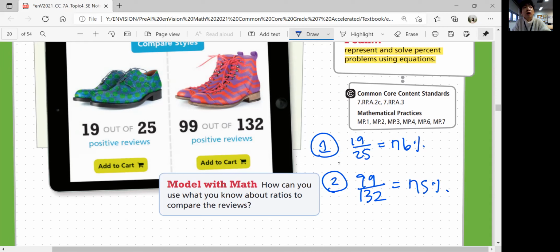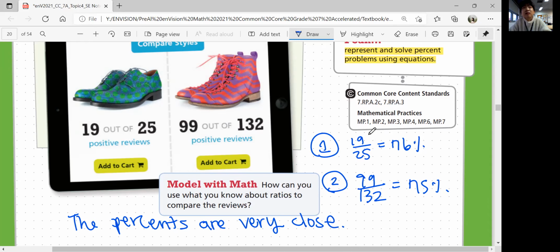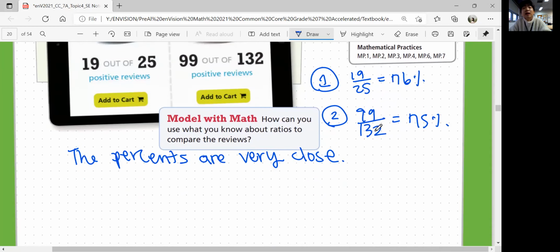Okay, so the first pair has more positive reviews than the second pair by just 1%. It's really very similar, right? The percents are very close. But if you had to choose one, what would you recommend? At this point, there is no good answer. Like you can explain your reasoning and make it a good answer.